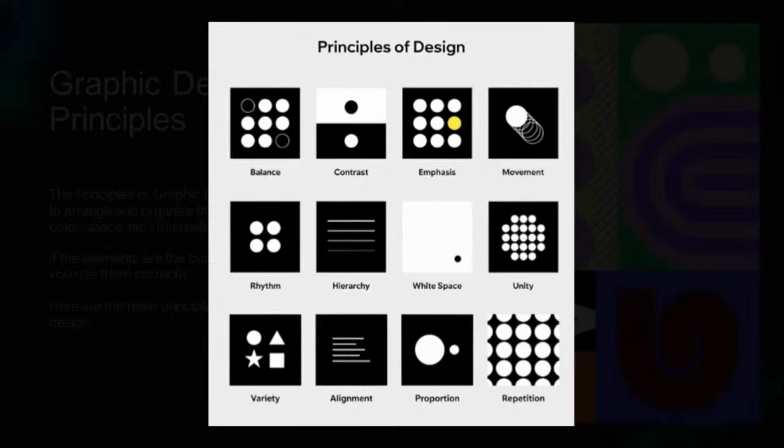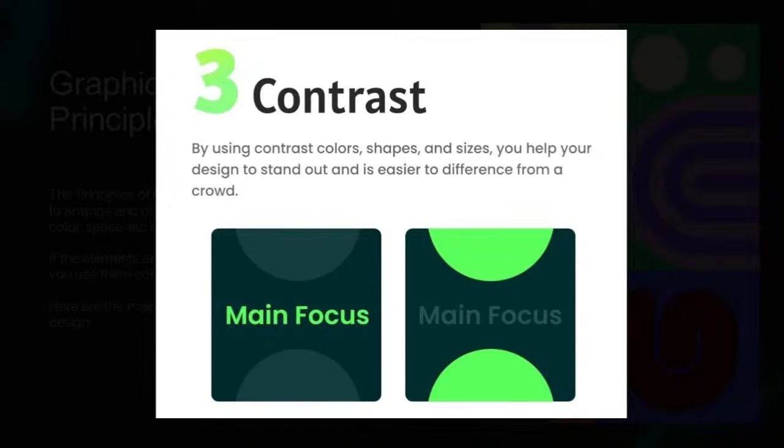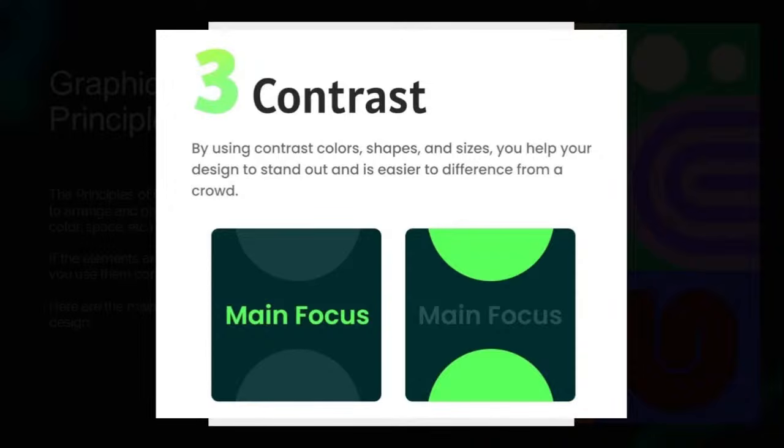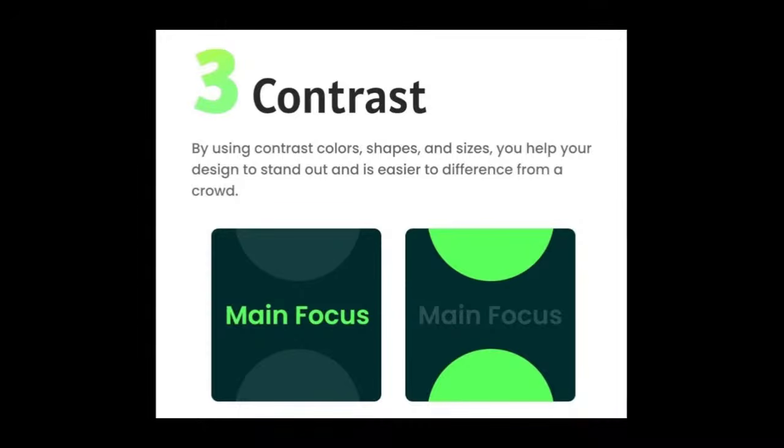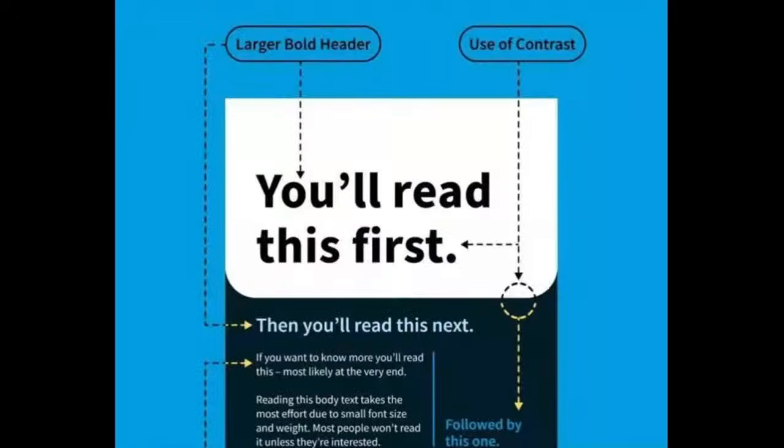Number 2 principle is contrast. Contrast means creating difference between elements. This can be done using color, size, shape, typography. Contrast helps important information stand out. Imagine reading a poster where everything is the same size, same color, and same style. You wouldn't know where to look first.